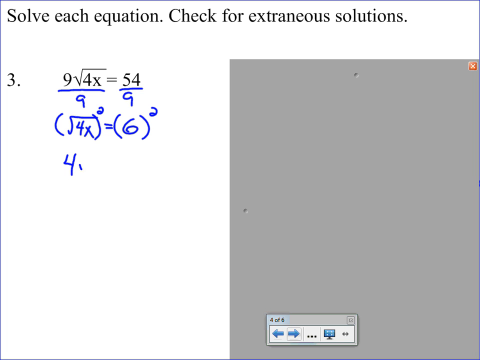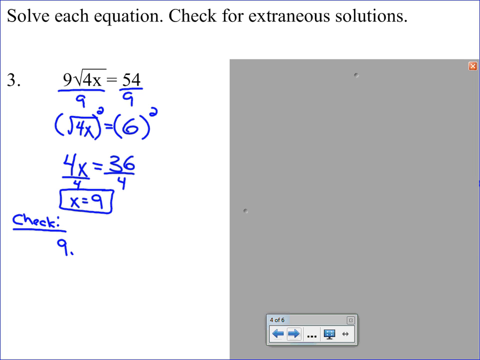And we end up with 4x equals 36. Now we solve for x, and this is a simple one-step equation. We divide both sides by 4, and we discover that x is 9. Now do not move on. You do have to check your answer. We simply plug that back into the original.